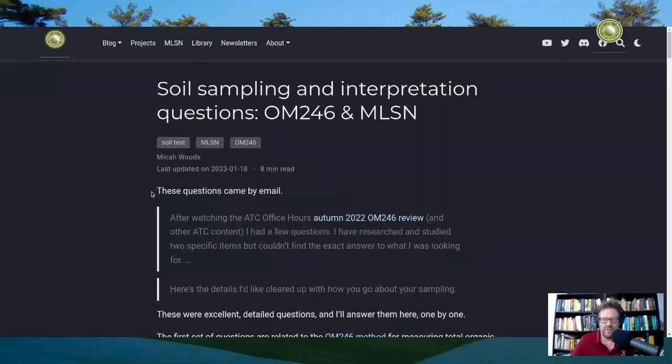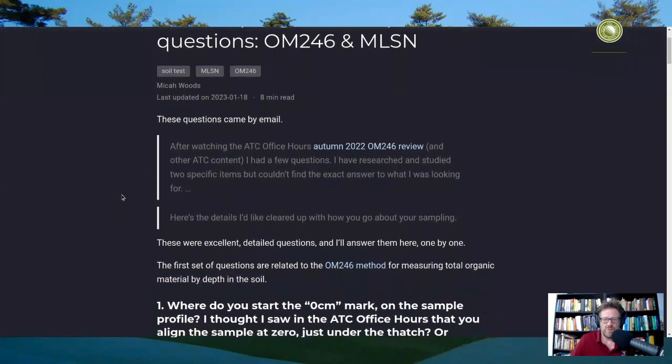And I start this post off, which is supposed to be an 8-minute read. It says, these questions came by email. So a correspondent wrote, after watching the ATC Office Hours Autumn 2022 OM246 review and other ATC content, I had a few questions. This is the question I received by email. I have researched and studied 2 specific items, but couldn't find the exact answer to what I was looking for. Here's the details I'd like cleared up with you, how you go about your sampling.